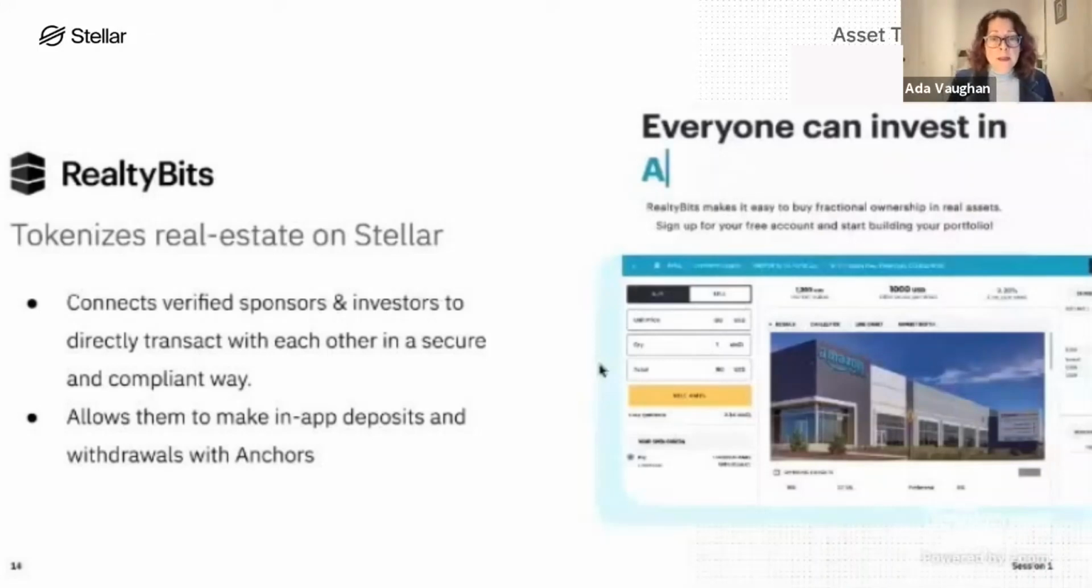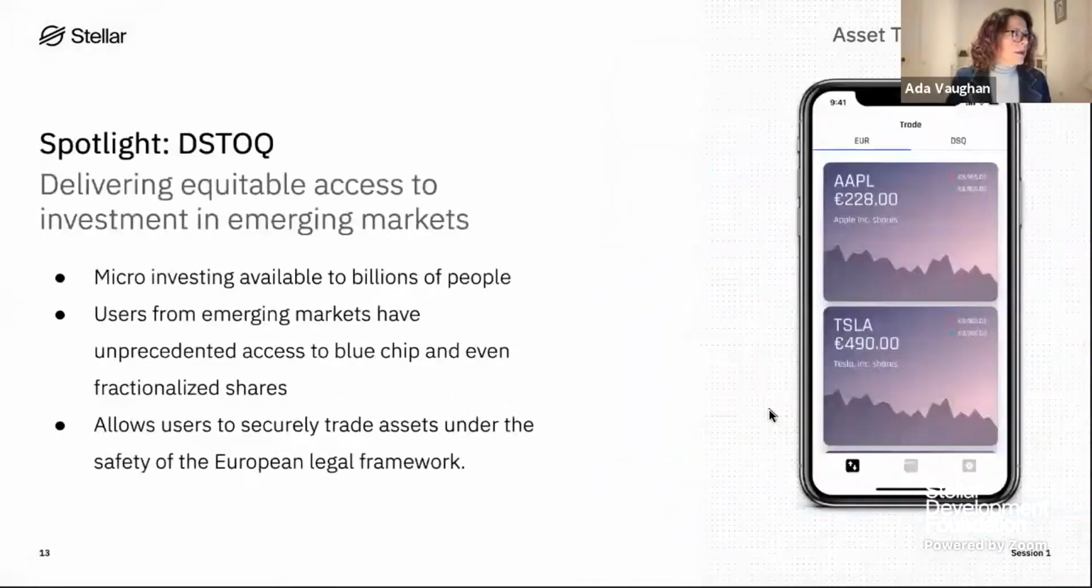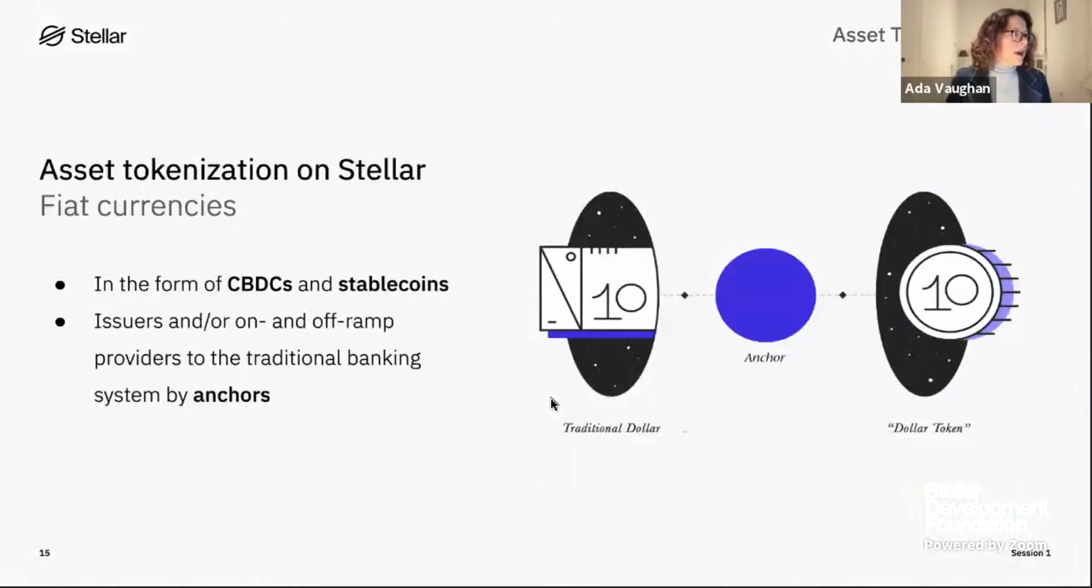So RealtyBits built this platform, and it offers users access to investments that they, again, wouldn't ordinarily see, or where investing maybe in a small way would be too cumbersome. So it gives them a faster on-ramp. So as you can see from these use cases, it's open source, and any company can issue any kind of asset they want on Stellar. So now we're going to talk about the use case for fiat currencies.